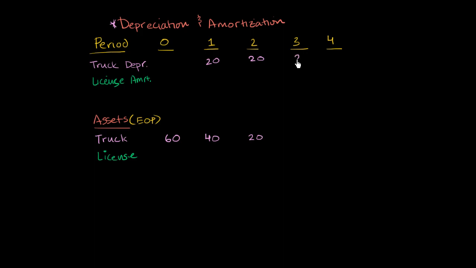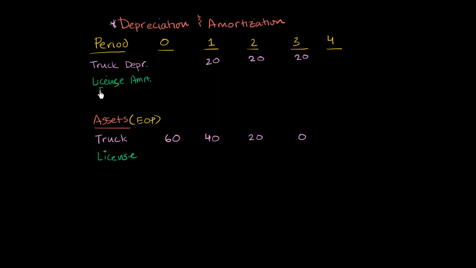Then period 3, we expense another $20,000 on our income statement. And then, at least for just this truck, assuming we haven't bought a new one yet, we've completely written it off. It is now worth 0 on our books because, based on what we assumed, it's not useful anymore. We kind of have to scrap this truck. That's depreciation.